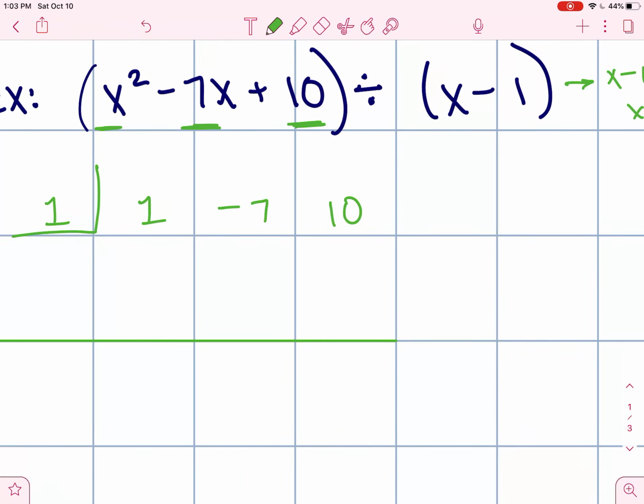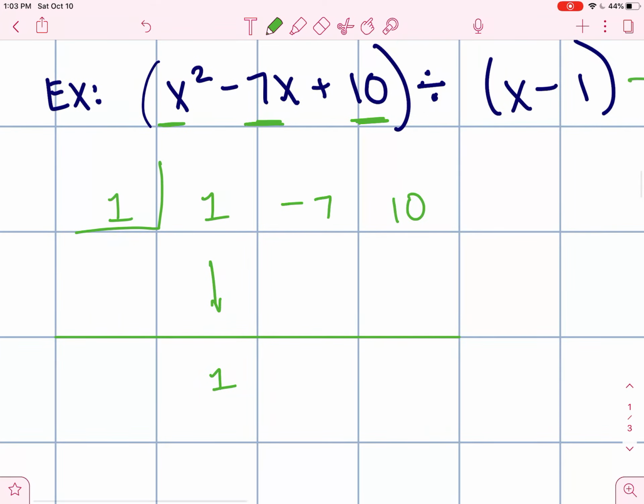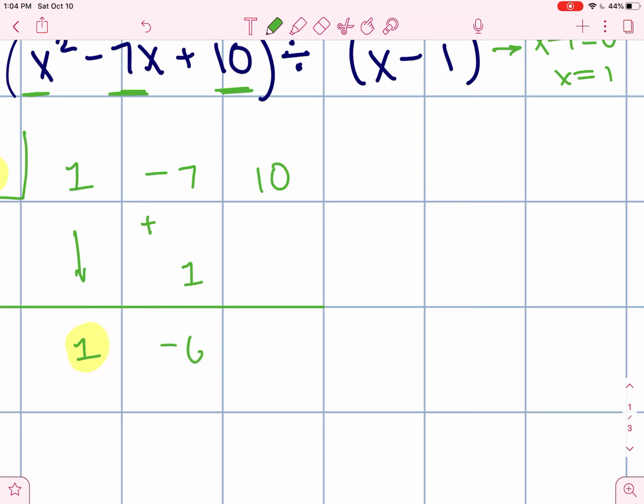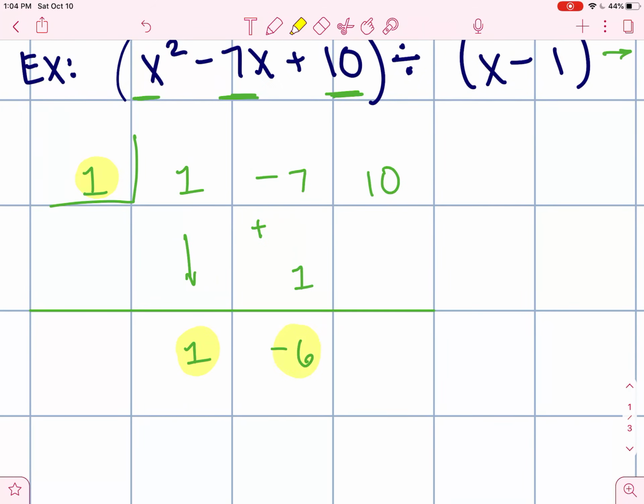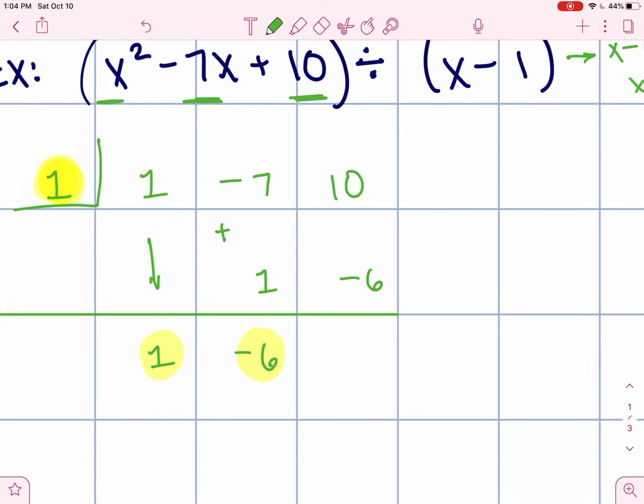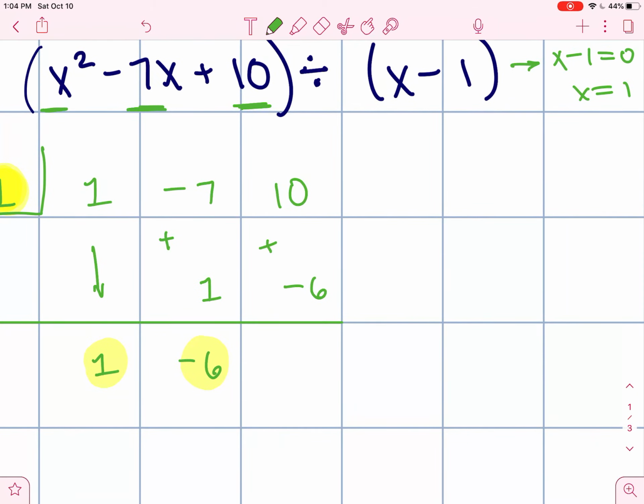The first thing we always do in synthetic division is bring the first number down. So we're bringing the 1 down. Then we multiply the number that we just brought down by the number that is in the box up here. So 1 times 1 is 1. And then using these two numbers, we always add in synthetic division. So negative 7 plus 1 is negative 6. The same thing goes here: negative 6 times positive 1, the number in the box, is equal to negative 6. And then 10 plus negative 6 is negative 4.